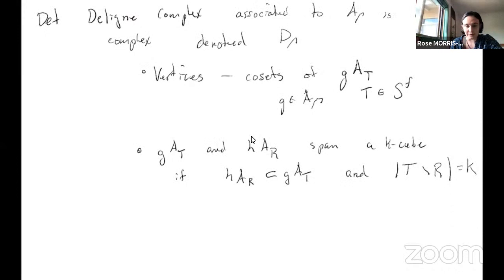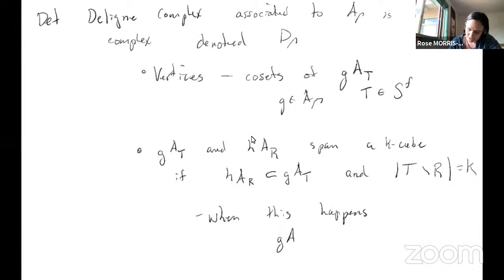And then whenever this happens, so here, because these are cosets, G and H here, if this is a coset, I might write it using G A T, or I might write it using a different group element. There are different group elements that you can use to represent different cosets. So when this happens, you always get G A T equals H A T.